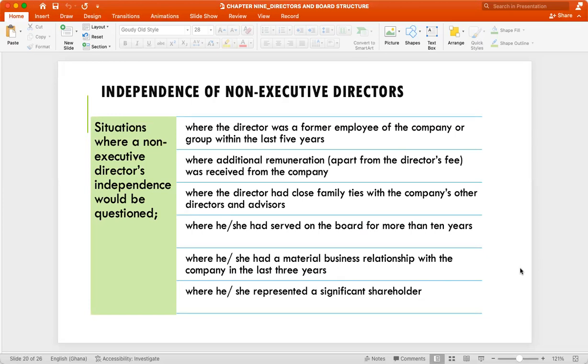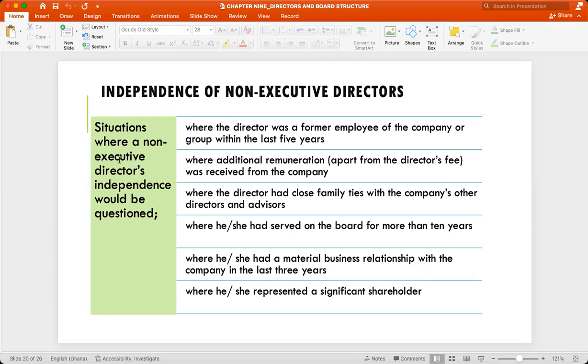Okay, so now we look at the concept of independence. If you remember when we were talking about board composition, we didn't just mention non-executive directors. In most cases, we said it should be an independent non-executive director. What it means is that you could have a non-executive director who is not independent. Okay. So how do we know? Or what are the criteria in determining whether a non-executive director is independent? Okay.